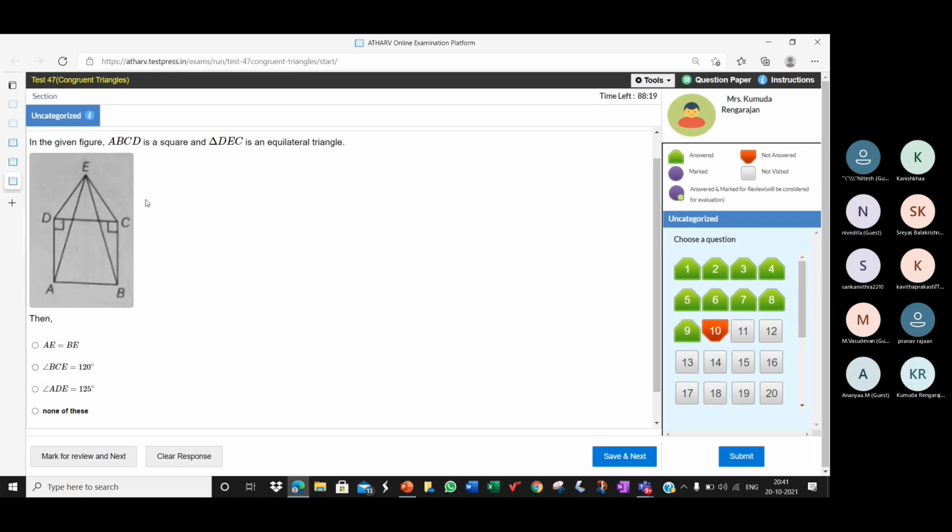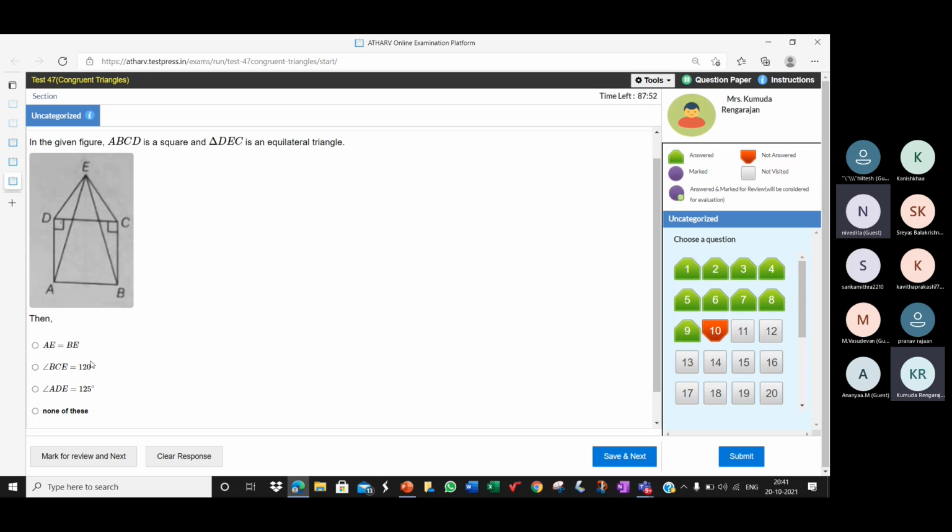BCE. How much is this? 90. How much is this? 60, ma'am. So what is 90 plus 60? 150, ma'am. Yes, so BCE is 150, but it's given as 120, so this is wrong.